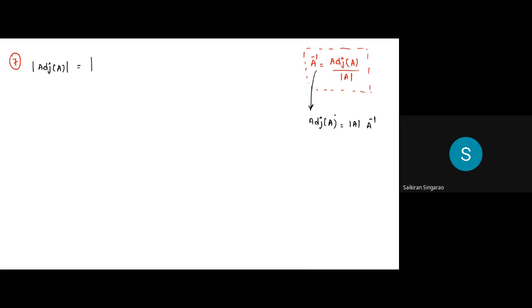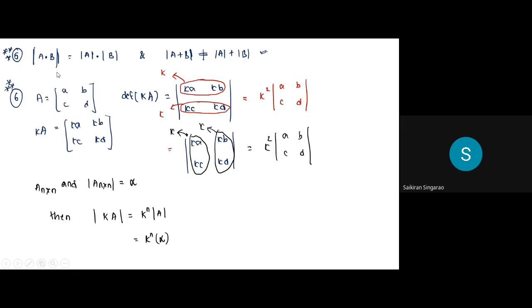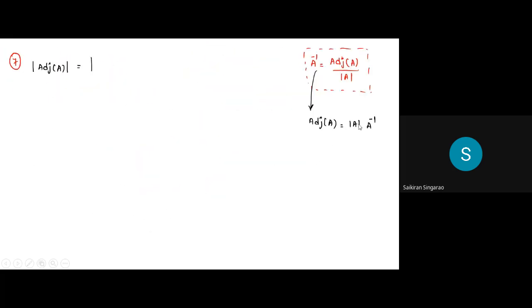Adjoint of A is a matrix, determinant of A is a number. Whenever I give you the determinant of a matrix, it is always a number. So this is a number. A inverse is a matrix. So this fellow and this fellow are both matrices. This fellow is a number, a scalar. So from here I can write adjoint of A as determinant of A into A inverse.